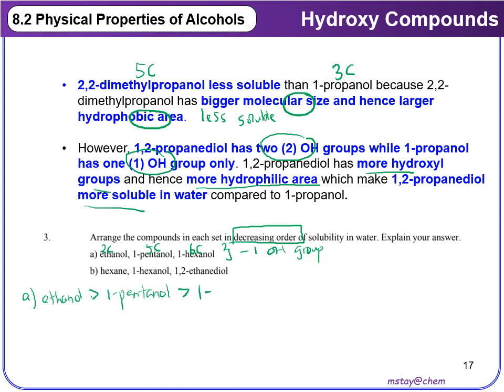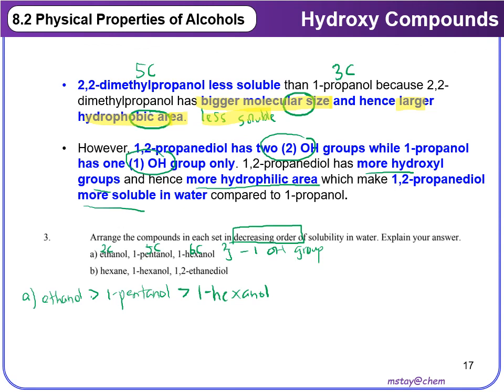and 1-hexanol. Basically, this is due to the difference in the number of carbon, so it's the molecular size. So we can use this explanation: the bigger the molecular size, the larger the hydrophobic area, therefore it will be less soluble in water.